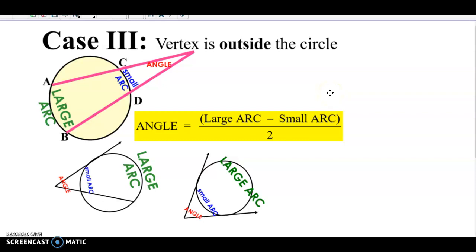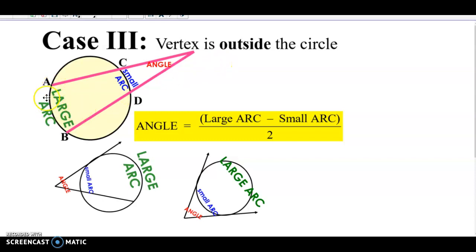Okay, so for the last video on the arc and angle relationships of circles, we're going to talk about angles that happen outside, where the vertex is outside the circle. So we're going to have intersecting secants and intersecting tangents. The formula for this one is going to be the large arc minus the small arc divided by 2.